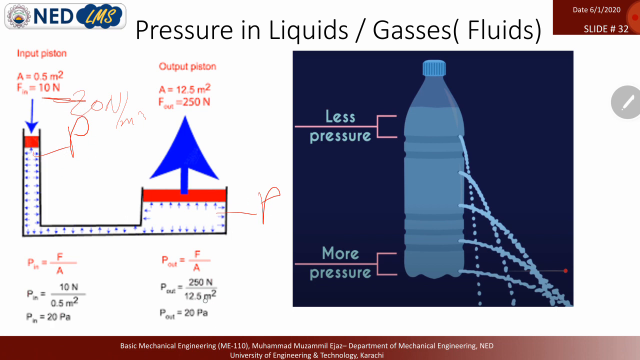The same pressure is applied over here, and now the area is increased from 0.5 to 12.5. So you can calculate the force. The pressure is the same 20 Pascal. Like I've told you, you can easily calculate the pressure, and from the same pressure you can calculate how much force it can produce. So simply, by increasing the area we can increase the force. So basically it is a mechanical advantage. We can take mechanical advantage in gases and liquids in this way.